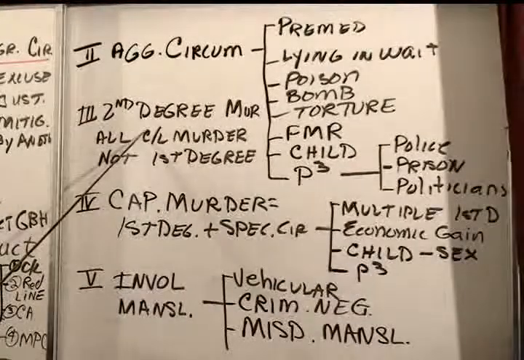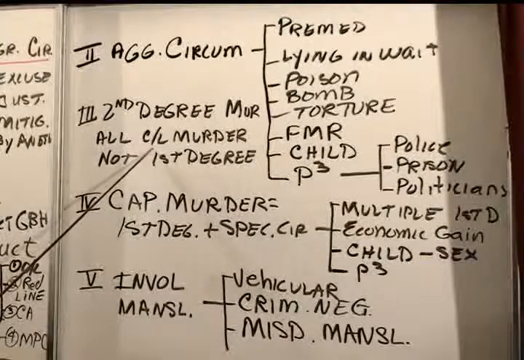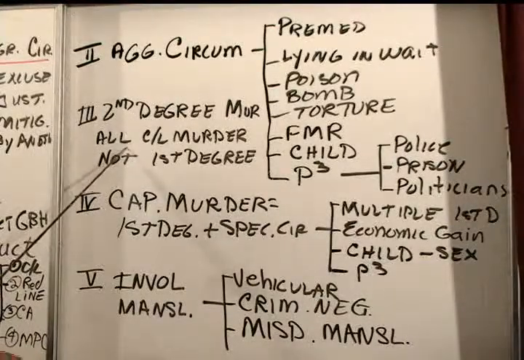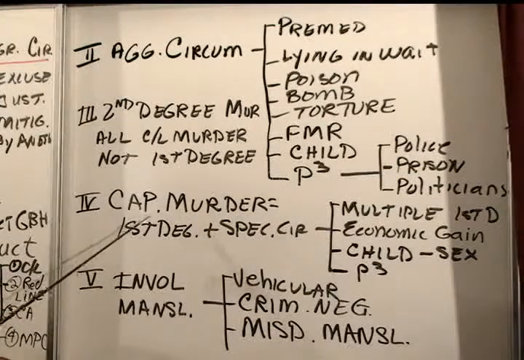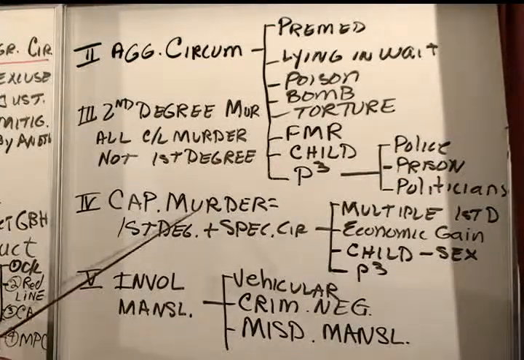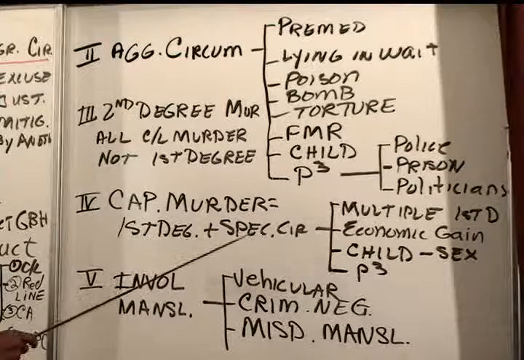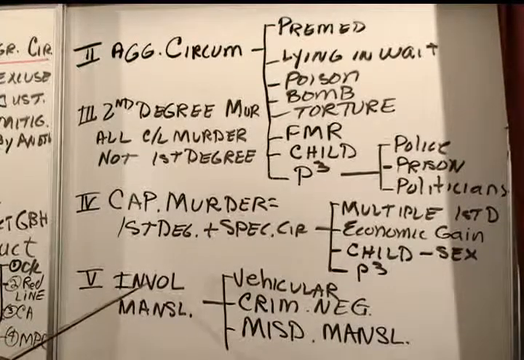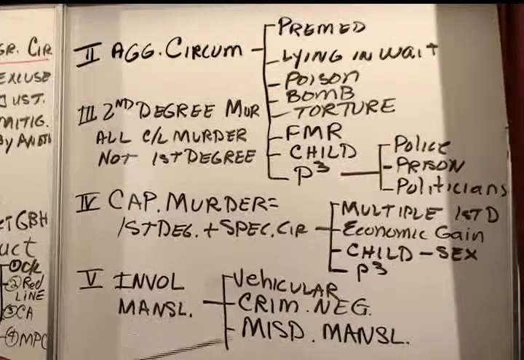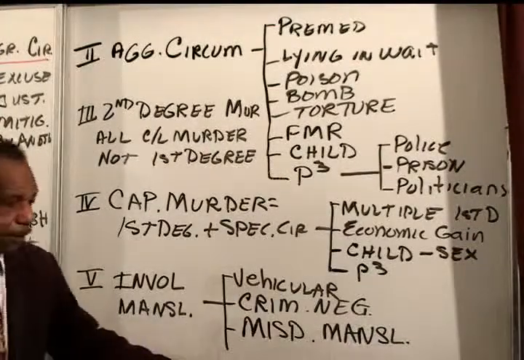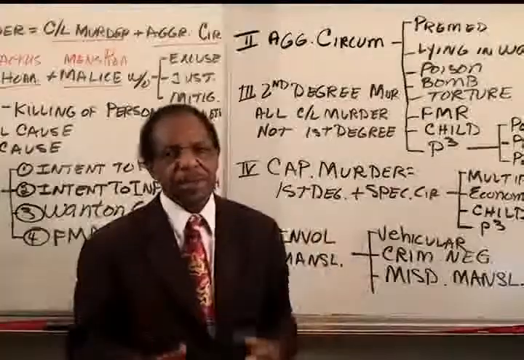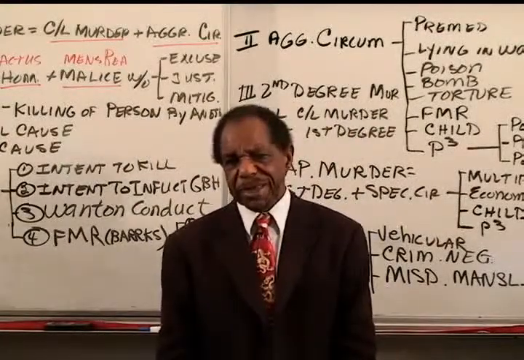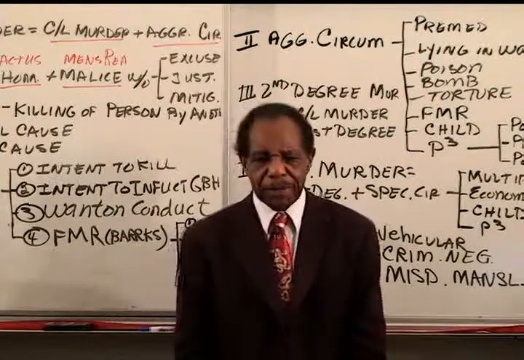Second-degree murder is all common law murder which is not first degree; it's the same as common law murder. If you have first-degree murder, you can raise it to capital if you find special circumstances. And finally, if there's no malice, you can seek involuntary manslaughter. With that in mind, the only thing we really need to do next is look at some examples and work through them.